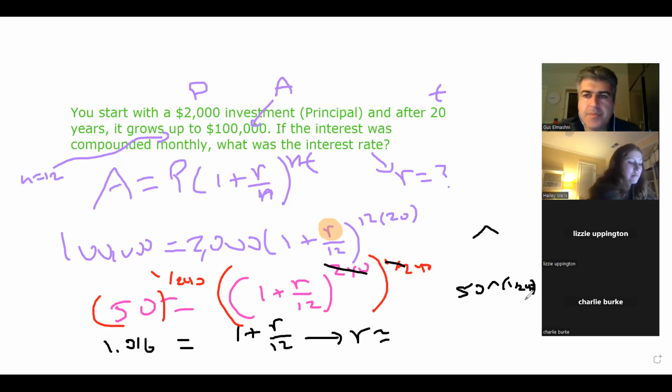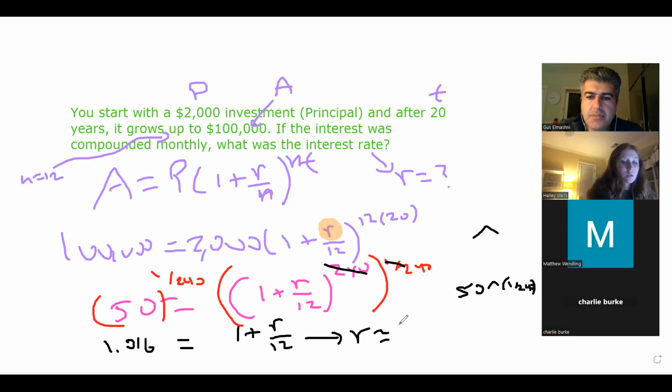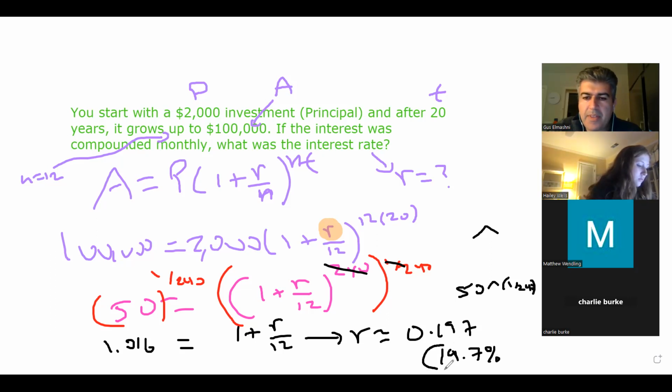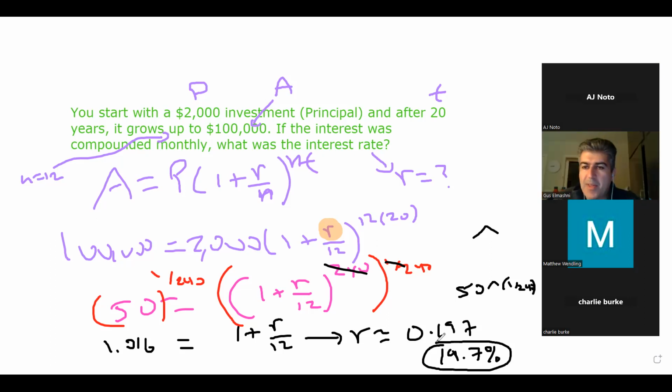Did someone get an answer for r? Yeah, it should be 0.197. Good. Yep, and so it's 19.7%, which is phenomenal growth. Some of the best tech stocks usually do that well. If you invested in Apple or Amazon, yeah, there's a reason why there's a lot of wealth in the Bay Area.